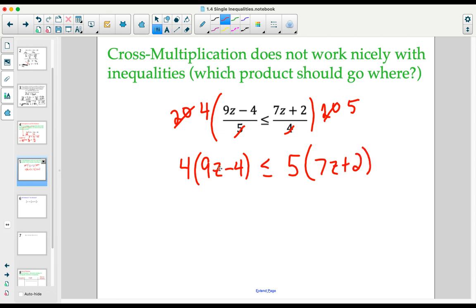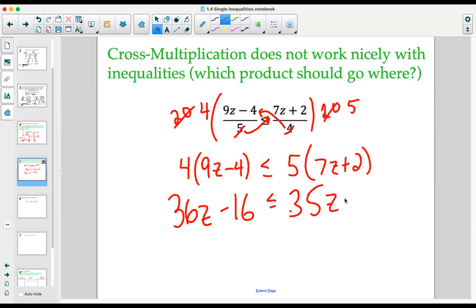Yes, it looks like cross multiplication. It looks like the 5 times 7z plus 2 and the 4 times 9z minus 4. But the truth is that we didn't have to worry about the inequality symbol. We just placed it in between the two distributions, and now we have exactly the way it's going to go. If you happen to multiply in a different direction, you might have put one of them on the wrong side and messed up the order. We don't want that to happen. So if we just use common denominators as the multiplication, that's going to be a lot easier. 36z minus 16 less than or equal to 35z plus 10.